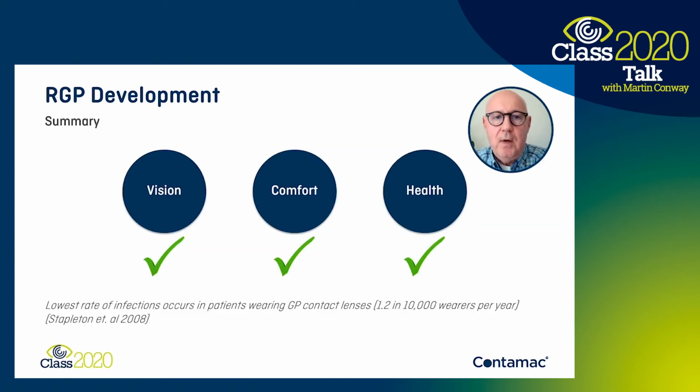So let's look now at RGP lenses generally. Vision is good because we have a hard, highly polished optical surface, so the optical characteristics are excellent. Comfort is much improved over the basic PMMA lens, so we can see success rates are much, much higher, and patients can wear them for much longer periods, even overnight. And health is excellent. It's even greater than with a soft lens.